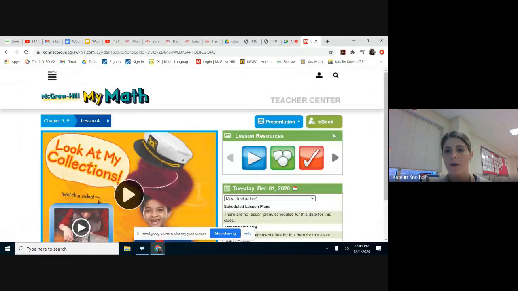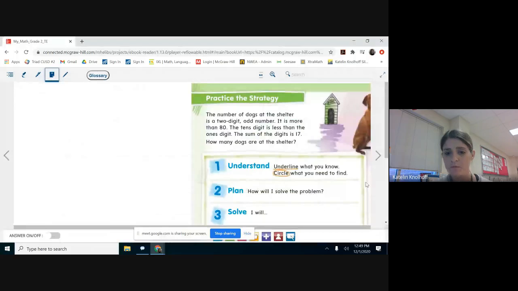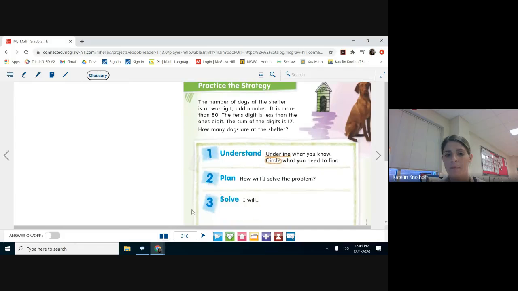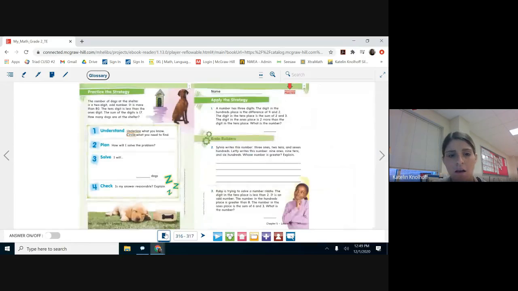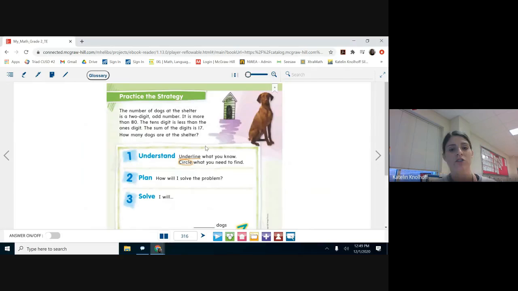There we go. Okay, so we are on page 316, and we're looking at this problem. Okay, so it says the number of dogs at the shelter is a 2-digit number. So we want to make sure that we have 2 digits. It's an odd number, so that means that this number right here needs to be odd.